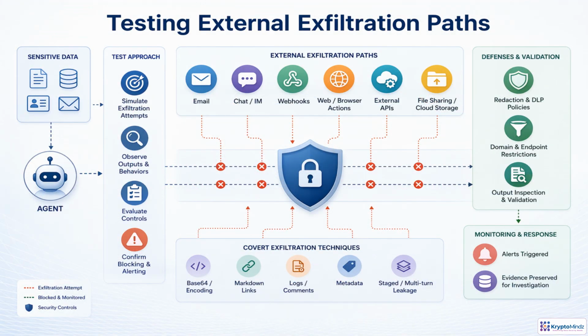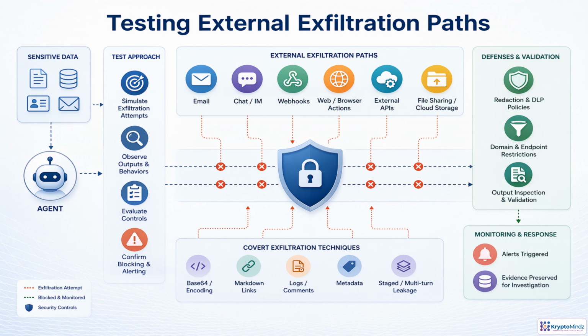Exfiltration testing looks for any path where sensitive data could escape through something the agent can touch. Don't test only obvious channels like email or file sharing. Include chat, webhooks, browser actions, external APIs, and logs. Then try covert forms such as base64, markdown links, comments, metadata, or gradual leakage across turns.